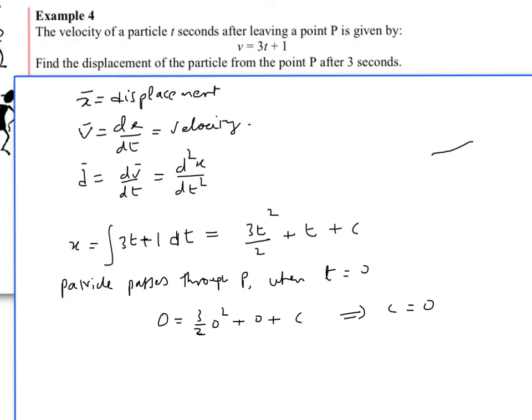Now if we then substitute t equals 3, we've got 3 over 2, 3 squared plus 3 plus c equals our displacement. Sorry, that c shouldn't be there because we've just found out that it equals 0. And so that should give us 9 times 3, 27 over 2 plus 3. So it should be 16.5. So therefore our displacement is 16.5.